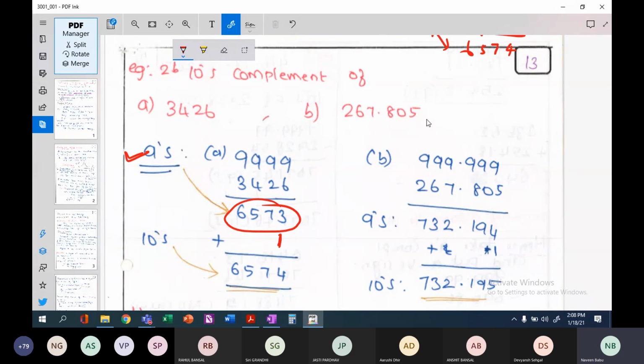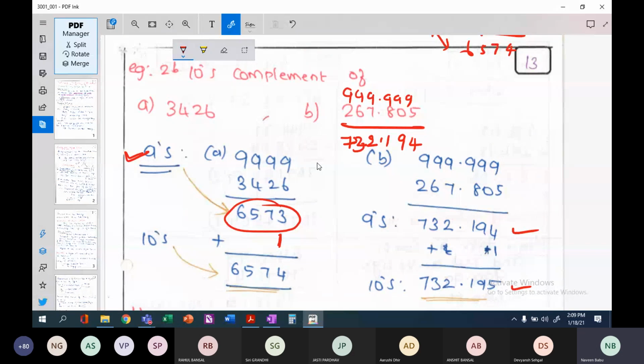267.805. So the first step is take 9's complement, that is subtract from 999. So the number of digits you have, all you need to do is subtract it from that. Okay, all you need to do is subtract it. So it is straightforward, 732.194, which is your 9's complement here. And you add 1, what you get is the 10's complement.